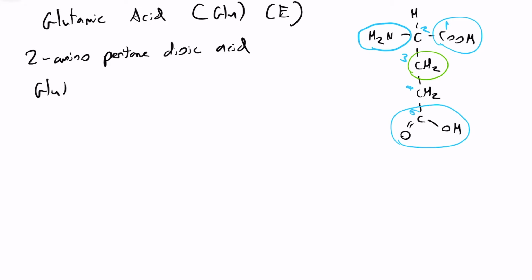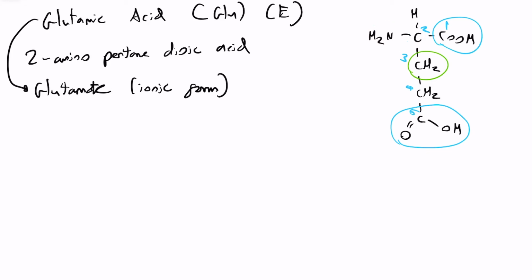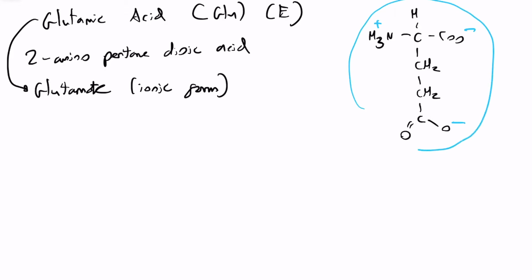Now glutamate, is that how you spell it? I think that's how you spell it. Glutamate is actually referring to the ionic form of glutamic acid, or its charged form. What I mean by charged is, if we go back to this picture here, if we were to remove those protons on the carboxylic acid group and we gained a proton on the amine group, so we've got a little plus here, this would be what glutamate refers to, which is pretty cool.